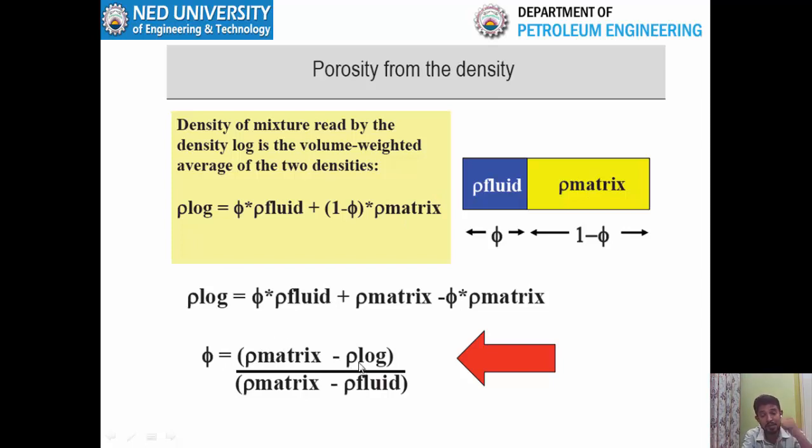The density log is the bulk density that you have measured against that particular zone. Each zone in the log will have a density, and that is called a density log. The value of density at a particular depth is called the density log, which is the bulk density. So it is density matrix minus density log, which you read from the log, divided by density matrix minus density fluid. And depending on the fluid, water will have a different density, oil will have a different density, and gas will have a different density. So through this formula you calculate the porosity at a given depth.